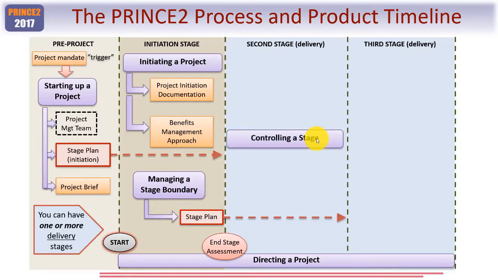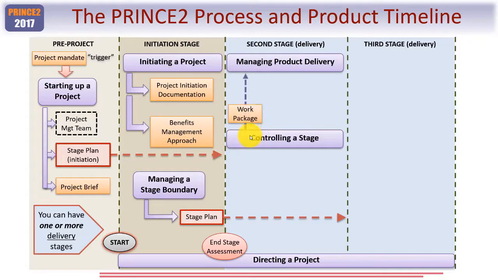The first thing the project manager will want to do using the PRINCE2 controlling a stage process is to give out the first of often many work packages. And a work package contains at least one product description, often several. So who needs to carry out the work within the work package? Well, it's the specialist team, and they use the process managing product delivery. So here's the first of often many work packages.